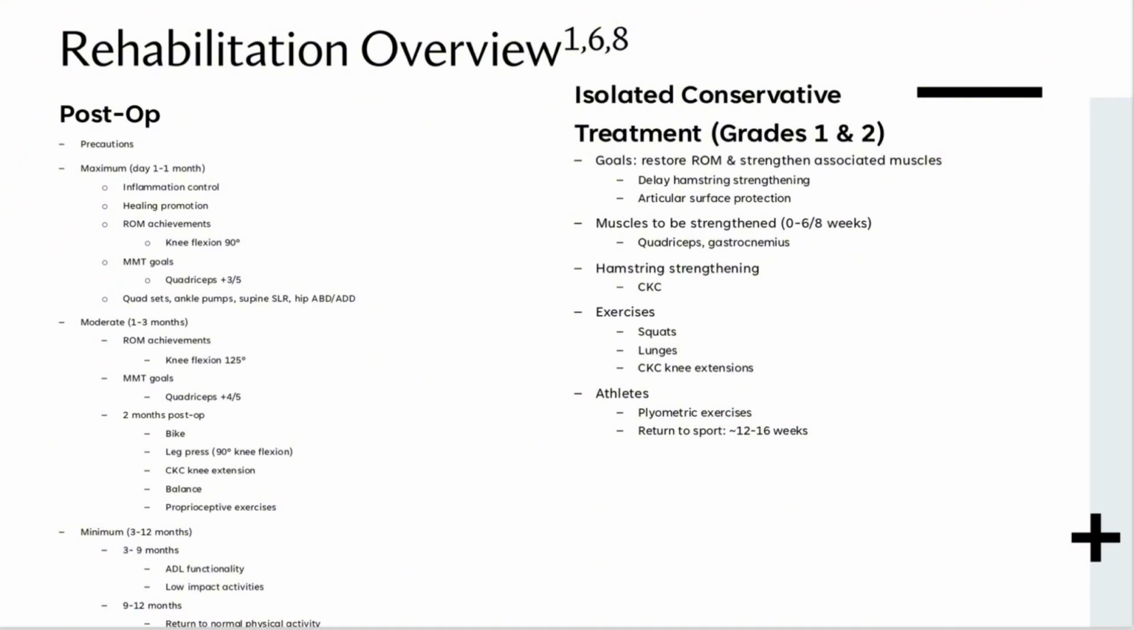And for 9 to 12 months, the patient should be able to return to normal physical activity, including athletes returning back to their normal workouts or any type of training they were doing prior to their injury.